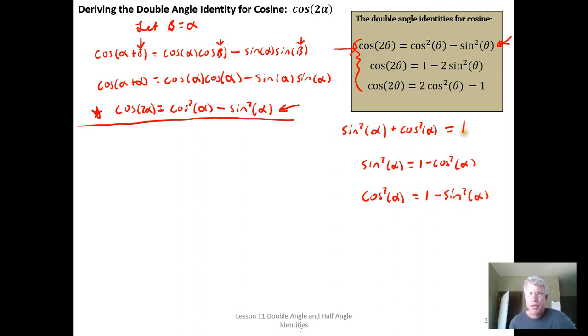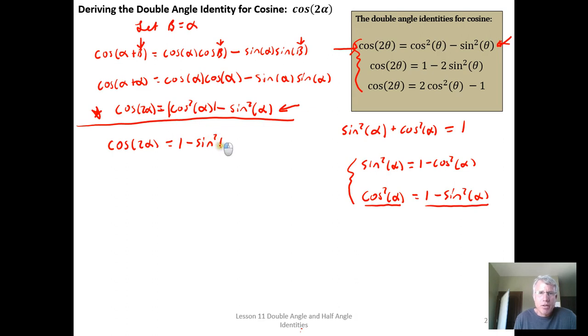And either of these two relationships allow us to come into the first double angle identity for cosine and make some substitutions. So for example, I can rewrite the cosine of twice alpha equals cosine squared of alpha, but cosine squared of alpha can be replaced with 1 minus sine squared of alpha. So I make a substitution right here. I say, hey, you are the same as 1 minus the sine squared of alpha.